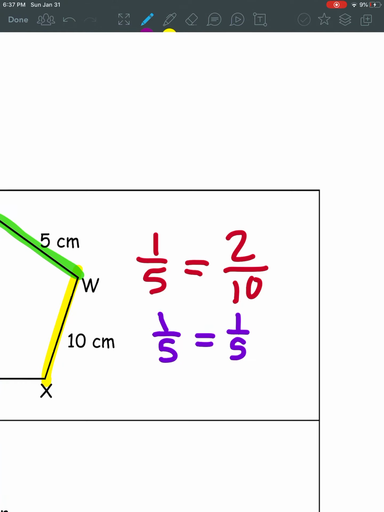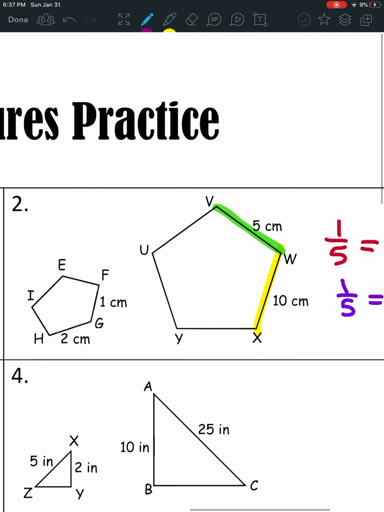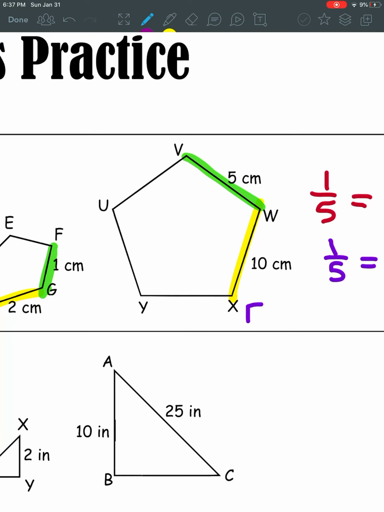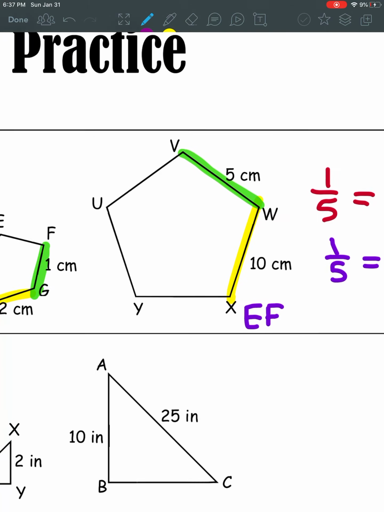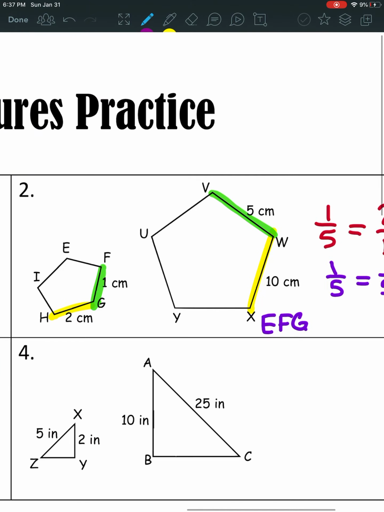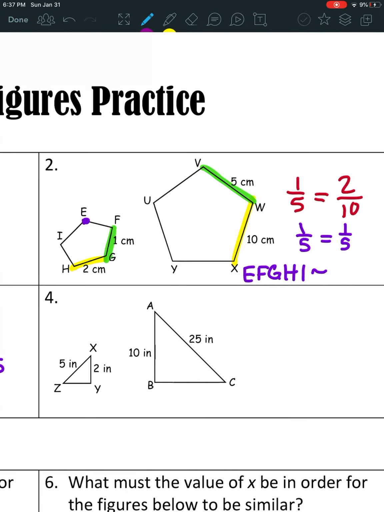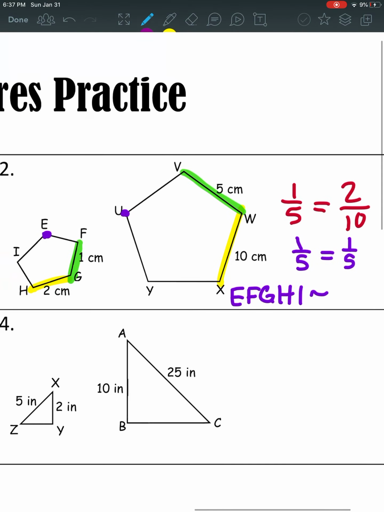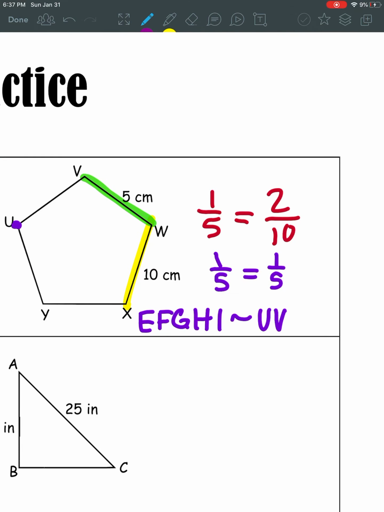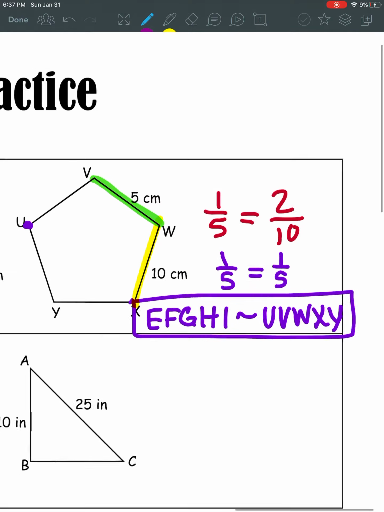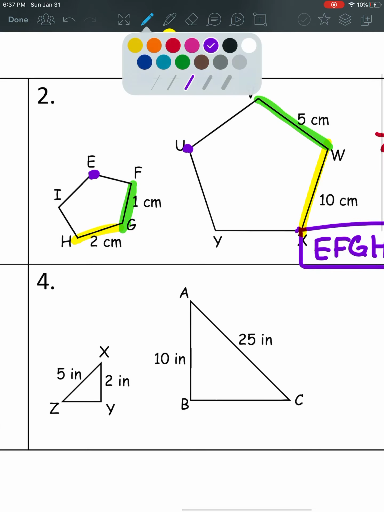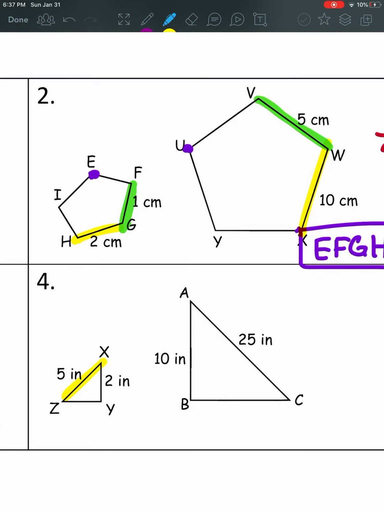Some of you may be able to see here that if you simplify your fractions, you can also figure out if these two fractions are the same. 2/10 is 1/5, so I can already tell that those are similar. We would write this similarity statement, and this may not be the exact same way. You just want your letters to match up. So EFGHI is similar to, be careful because E matches up to U, so we'd have to write it as UVWXY. So those two shapes are similar.